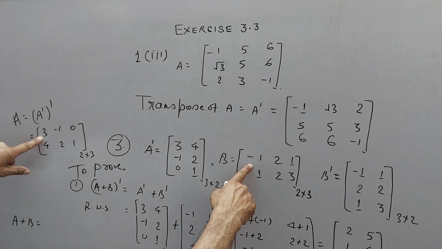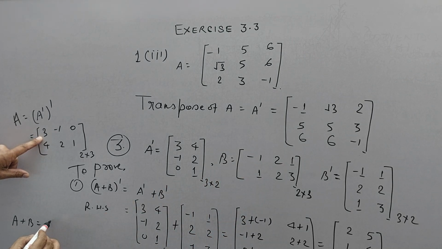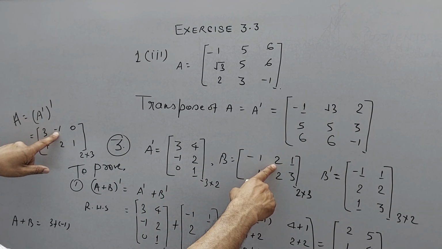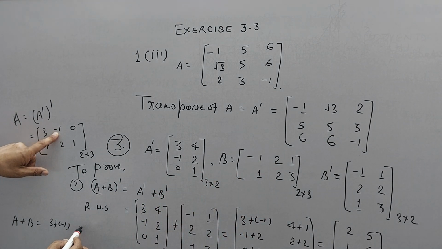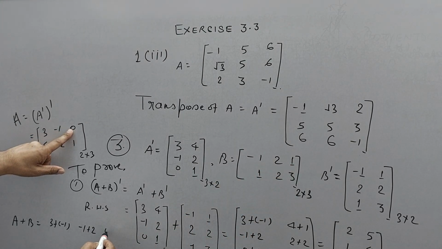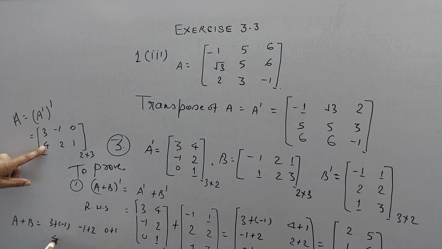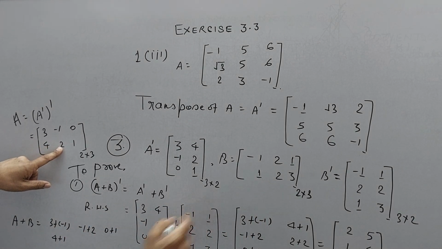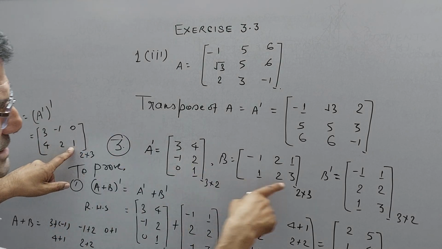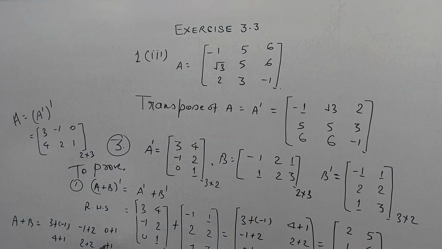This is A, 3 plus minus 1, and minus 1 plus 2. This is the B matrix. Minus 1 plus 2, and 0 plus 1, and 4 plus 1 is 5, and 2 plus 2 will be 4. Now this is 2 plus 2, and at the end 1 plus 3. So this is the matrix of A plus B.